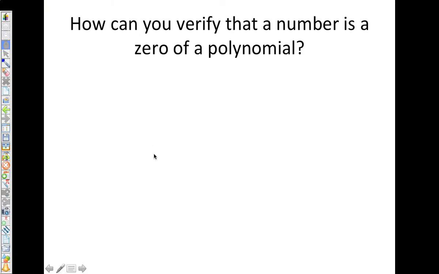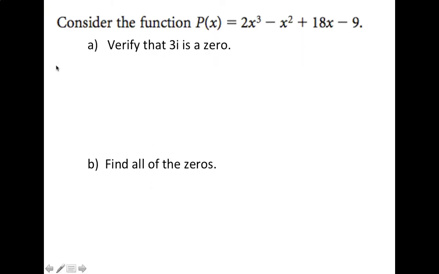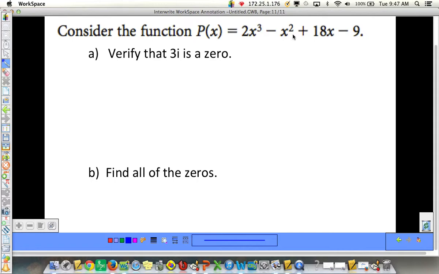All right, let's look at an example. So consider this function, 2x cubed minus x squared plus 18x minus 9. Verify that 3i is a 0. So I could try to do synthetic, but it might get a little bit tricky with the 3i. It might be easier in this case to show that it's a 0 by plugging in 3i for x and showing that it equals 0.